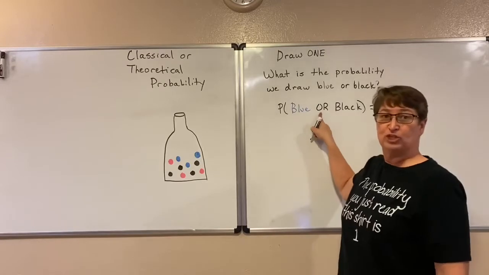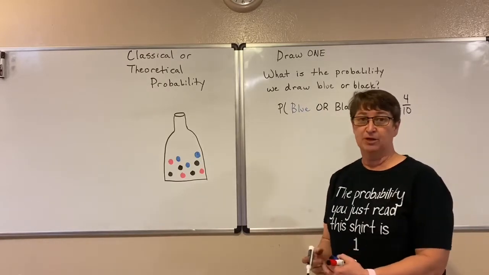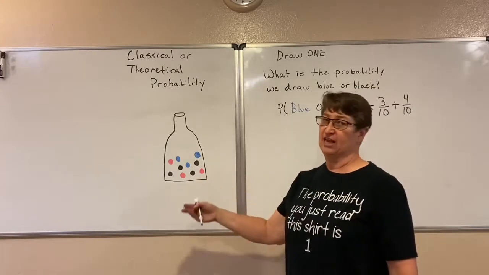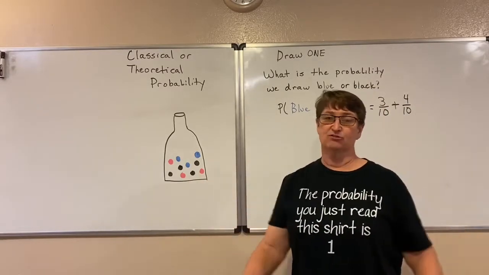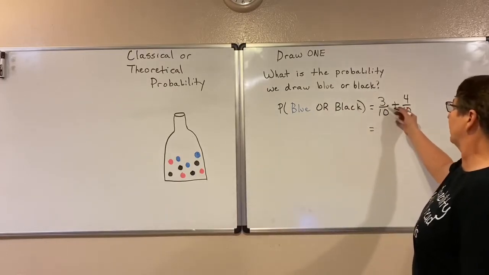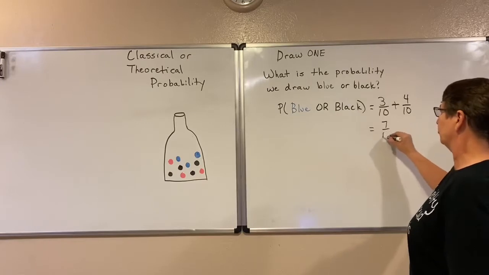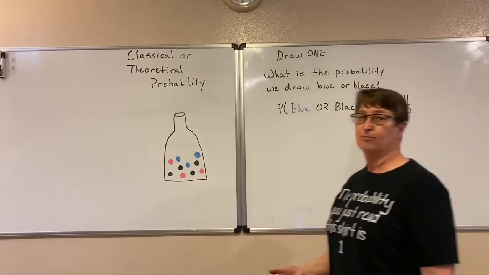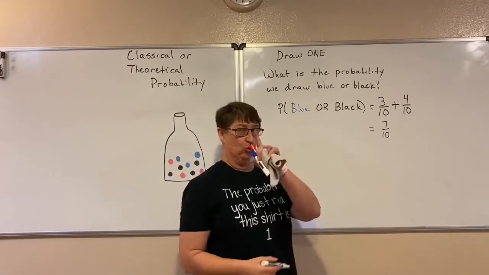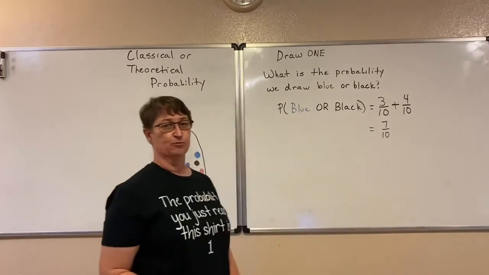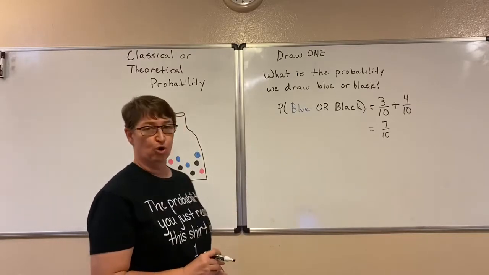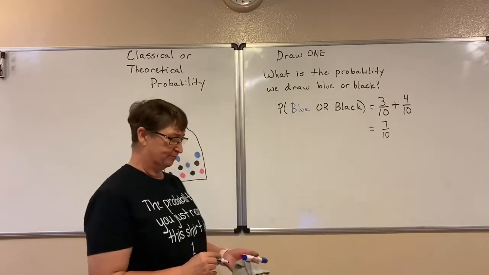Remember, with or, we should always look for any overlap to make sure, and then we have to subtract off that overlap. But in this case, blues and blacks don't have any overlap, so we're simply just adding. We add this together, add your numerator, and keep your denominator. So the probability we get a blue or a black in one draw is 7 out of 10. So if we drew 10 different balls, we would expect to get a blue or a black 7 of those times.